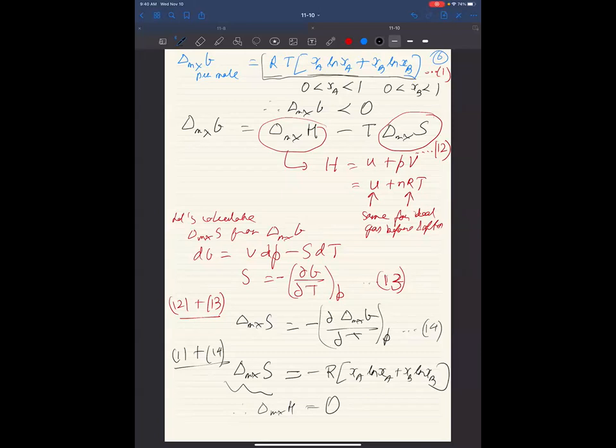So mixing of ideal gases is purely entropy driven.